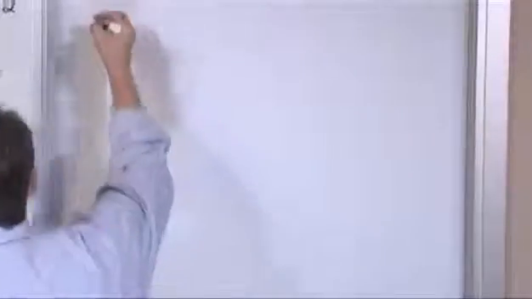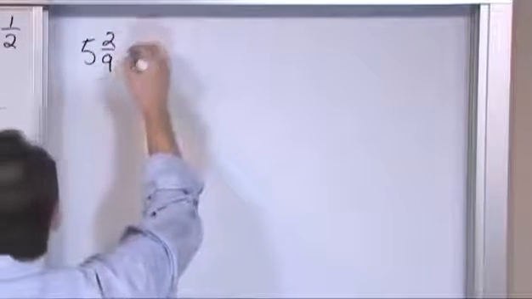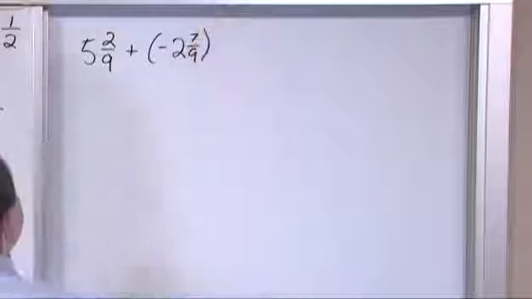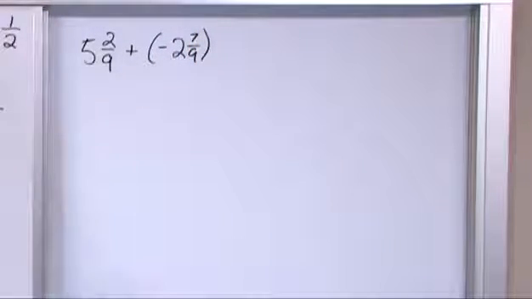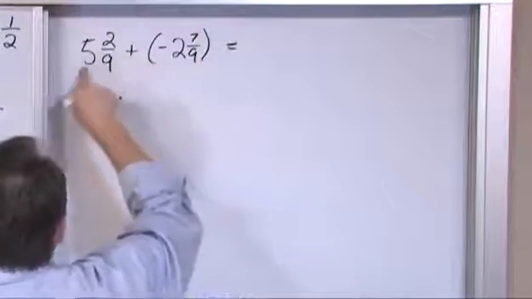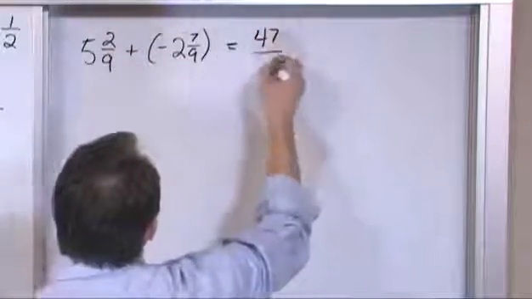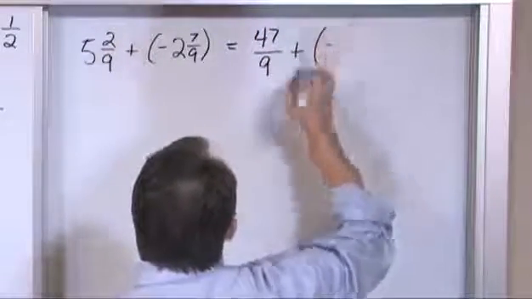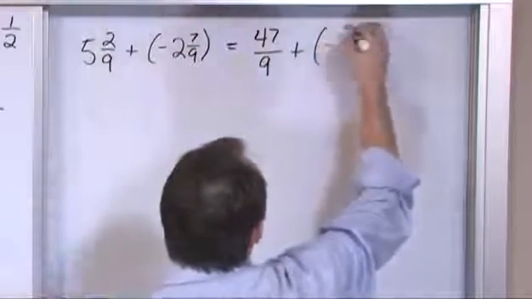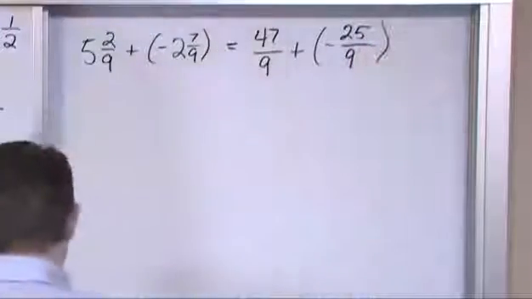So let's do it the same way. Let's say we have 5 2/9 plus negative 2 7/9, like that. Now we have a negative number here, so I just think it's going to be a little easier to convert to improper. 9 times 5 is 45, plus 2 is 47 over 9. Plus, this will be a negative fraction, 2 times 9 is 18. 18 plus 7 is 25 over 9. So negative 25 over 9, like that.